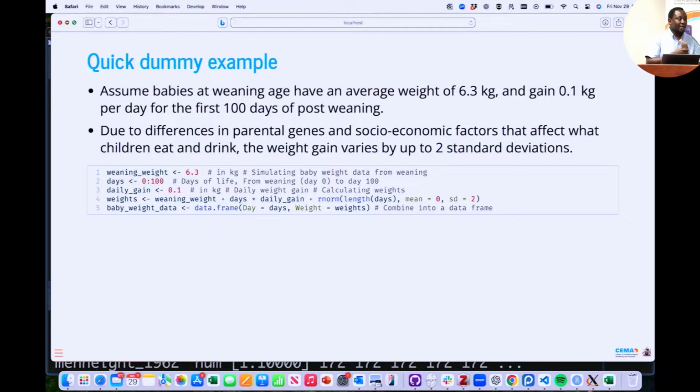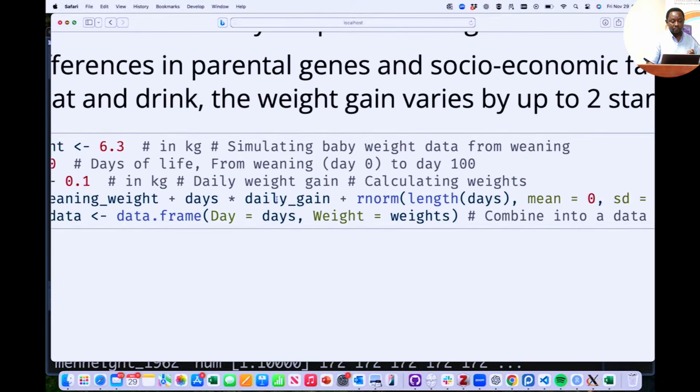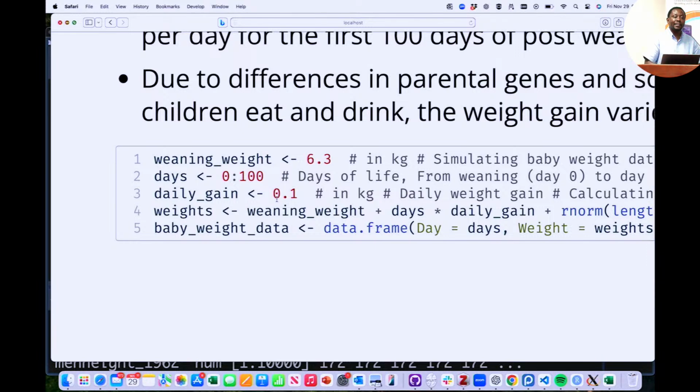So, again, we could simulate some data here. The first information you need is the weaning weight. We're saying at the time of weaning, a child has 6.3 kilograms. We want to observe their growth for the next 100 days. So you're creating a sequence of 0 to 100 days. Now, in each of those days, there's a gain of 0.1 kilograms, right? So if we were to make an estimate of the weight of a baby in 100 days, what would we do with that information?